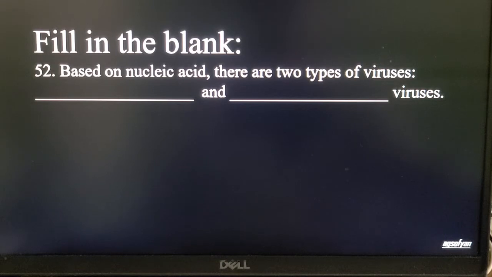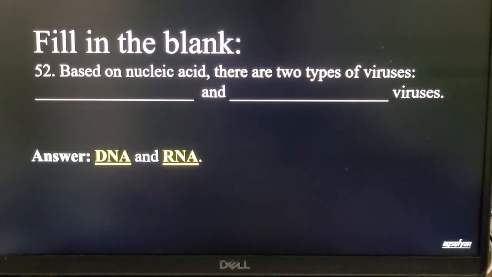Okay, 52. Based on nucleic acid, there are two types of viruses, blank and blank viruses. Write your answer. Okay, remember there are only two types of nucleic acid, DNA and RNA. Therefore, based on these nucleic acids, there will be two types of viruses: viruses that carry DNA and viruses that carry RNA.